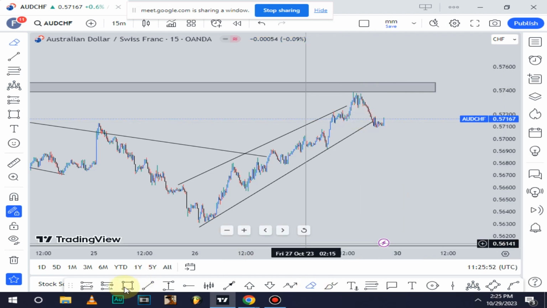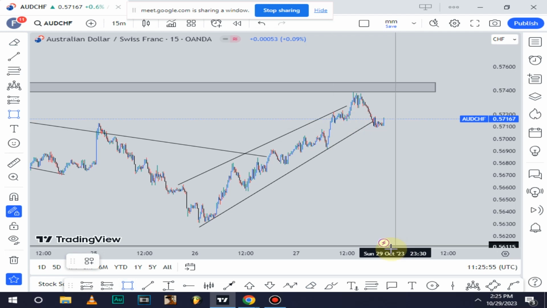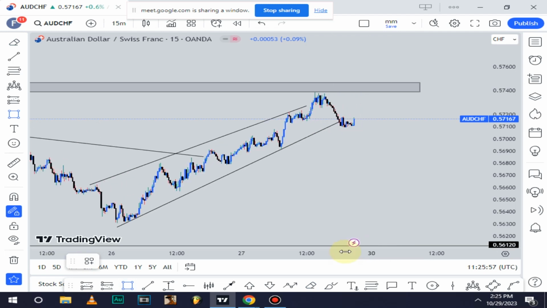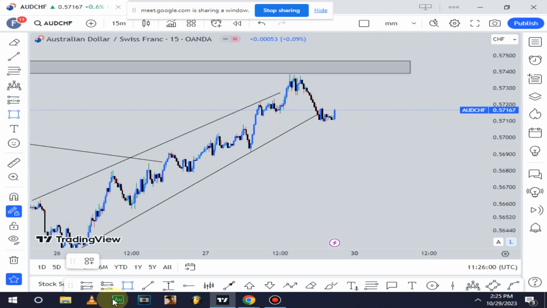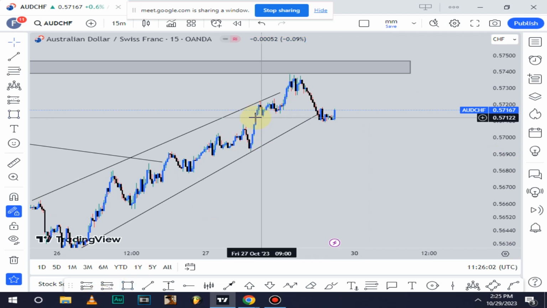So with that, of course, I need to identify a neckline where the market did play out for some time. The lowest zone over here, of course, we had this zone.